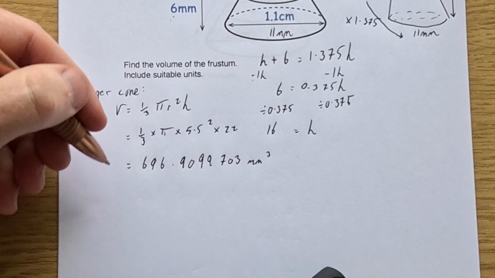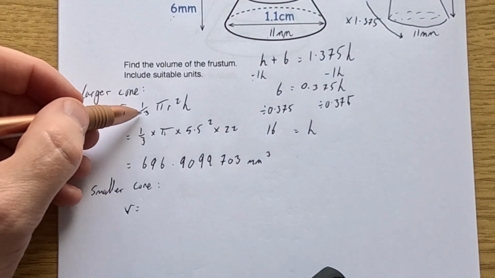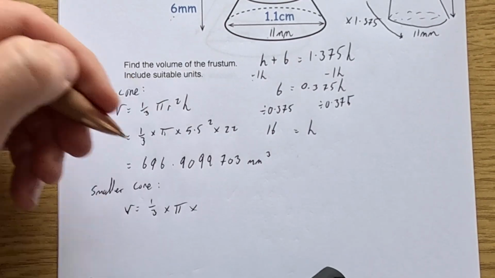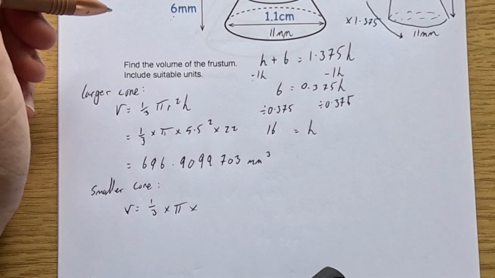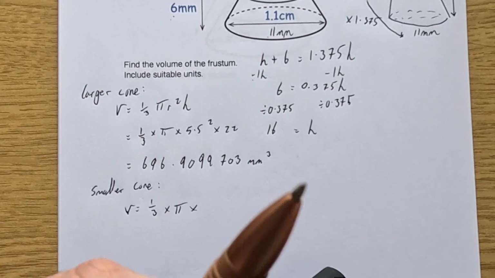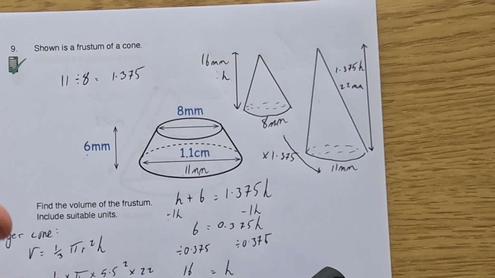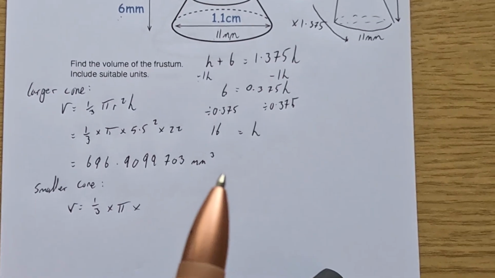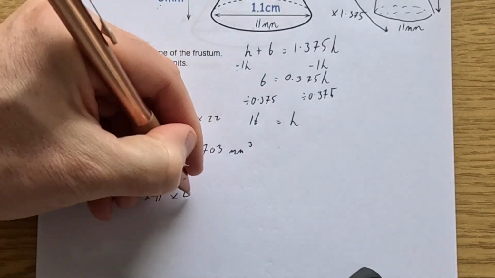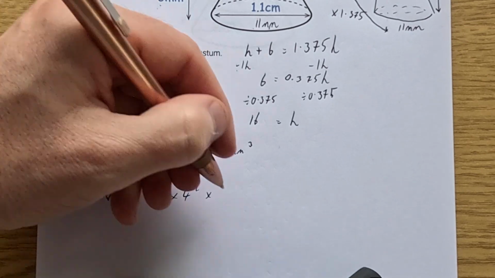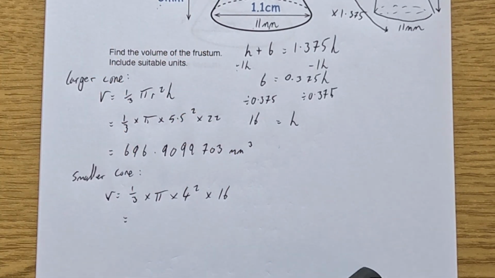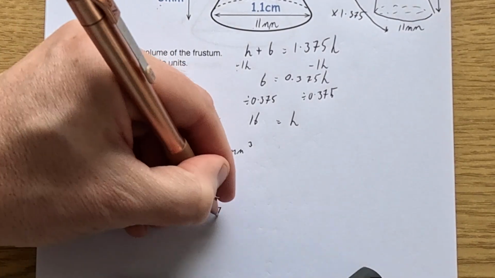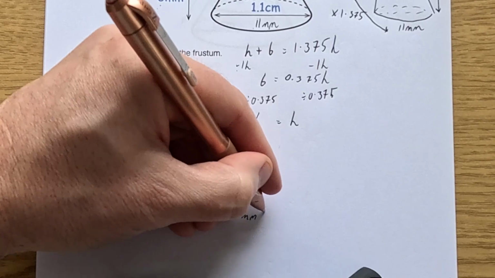Now let's consider the smaller cone. And again, its volume will be equal to a third pi r squared times h. So it's going to be a third multiplied by pi multiplied by the radius of the base. Now the diameter of the base of the smaller cone was 8 millimeters. So that means the radius would be 4 millimeters. So it's going to be 4 squared multiplied by the height of the smaller cone, which was 16. And when we work that out, we get 268.0825731 millimeters cubed. So that's fantastic.